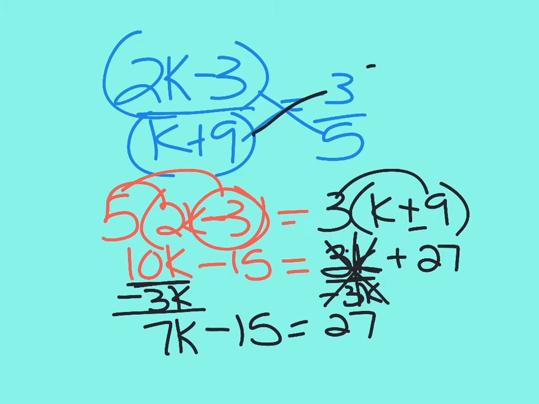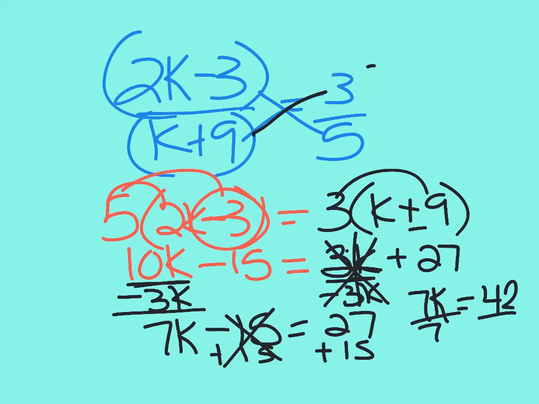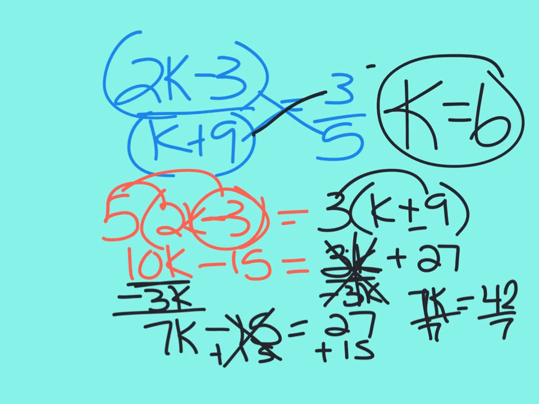Now we're just going to solve. We're going to add 15, and when we do that, it cancels out, and I get 7k equals 42. Divide by 7, so k equals 6.